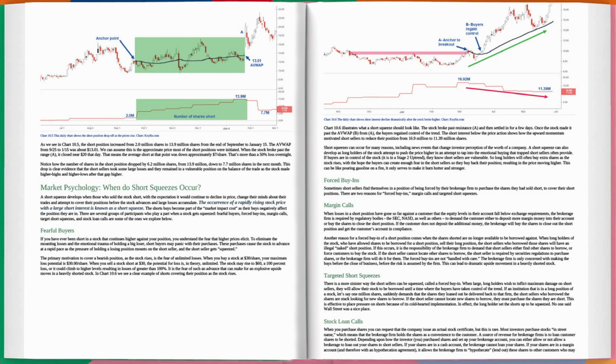Notice how the number of shares in the short position dropped by 6.2 million shares, from 13.9 million down to 7.7 million shares in the next month. This drop is clear evidence that the short sellers took some large losses, and they remained in a vulnerable position on the balance of the trade as the stock made higher highs and higher lows after that gap higher.